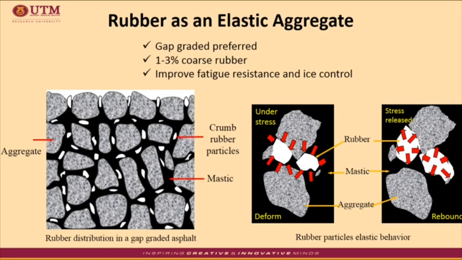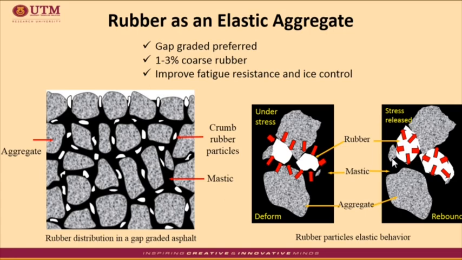Next, we have a look at the rubber as an elastic aggregate when added using the dry process method. The first figure on your left shows the illustration of rubber particles within a gap-graded asphalt, and the next figure shows the illustration of rubber particles' elastic behavior before and after releasing the load. When the rubber particles are under stress, they tend to deform and absorb the energy. But after the load is released, the rubber particles tend to release the energy as well.